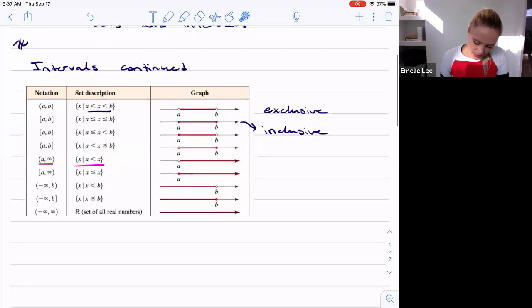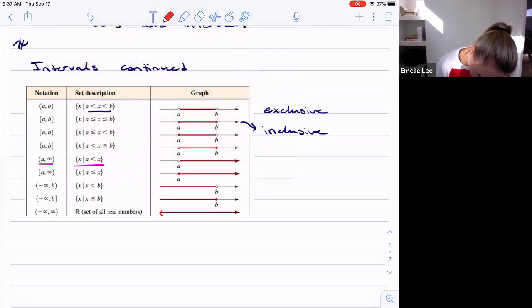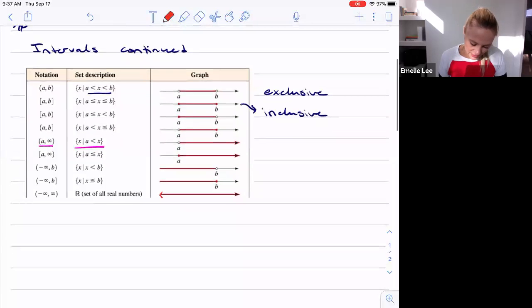We can do the same thing for the left-hand side. If x is less than b, then all the x's are going to be to the left of b. And if you want to indicate the whole set of real numbers, then we're talking about negative infinity to infinity. Often I'll put an arrow on the left-hand side. You don't have to, but often I'll have both arrows going both ways just to show that it's the set of real numbers.